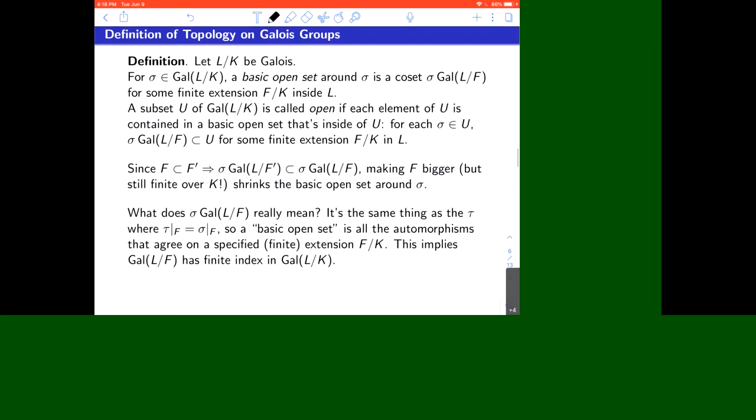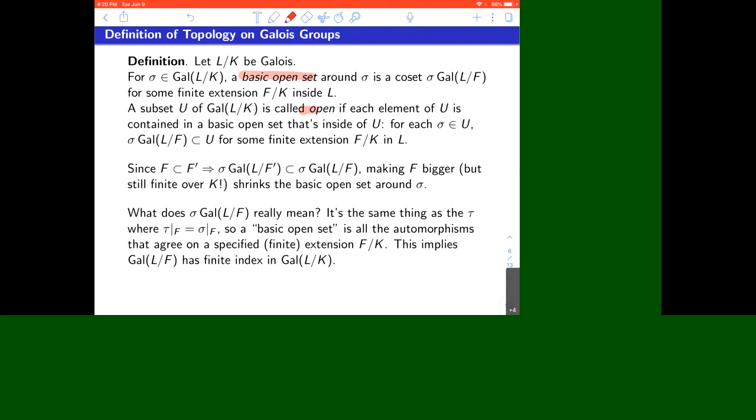Okay, so let's define the topology officially. Like in metric spaces, where you first have the notion of an open ball, and then a general open set is just a union of open balls. Every point in the set is inside of an open ball, which is inside of the set. So we're going to do the same idea here, but we're going to use certain subgroups instead of balls. So we'll define a basic open set, and then a general open set will just be a union of the basic open sets.